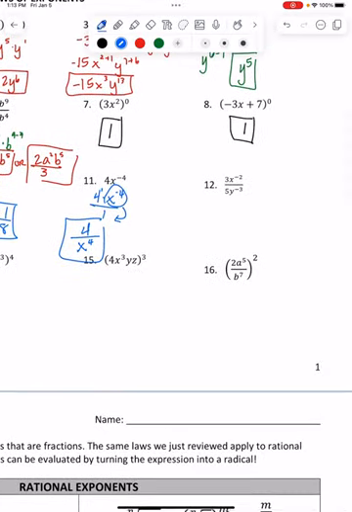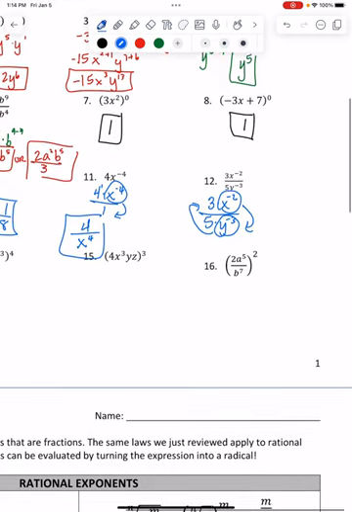And then same thing with 12. Be careful about what's actually being raised to that negative exponent. In this case, we're going to take this x to the negative 2nd, and to make it positive, we're going to shift it down to the bottom. And this y to the negative 3rd in the bottom, to make it positive, we're going to shift it to the top. So we'd have 3 on top, and then y to the 3rd, and then 5 on bottom, x squared. That's what we got, okay?